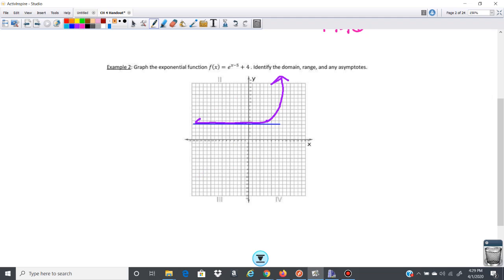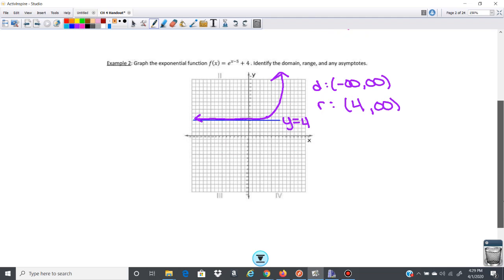The domain, again, is going to be just all real numbers. So -infinity to infinity. We've got a horizontal asymptote here at y equals 4. You can see that horizontal asymptote. And then that would make the range +4 to +infinity because I'm going up. All right, so let's see what we have next here.